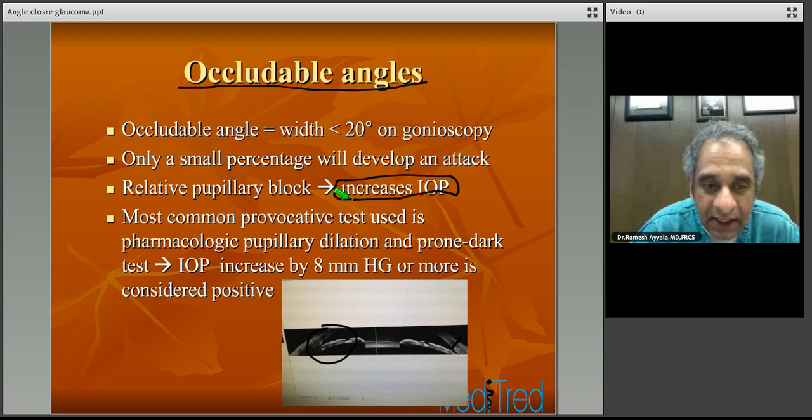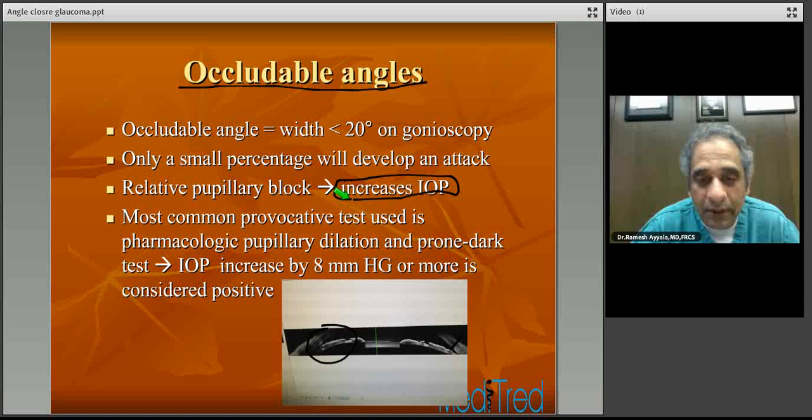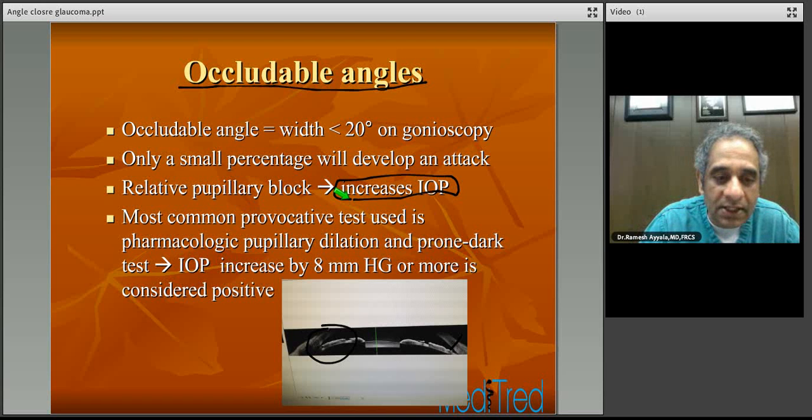That's the idea. And if there is an increase in the intraocular pressure by 8 millimeters or so, then the test is considered to be positive. Also, on gonioscopy at this stage, if the angle is more narrow than before, then the test is considered positive. Once the test is positive, you may want to offer prophylactic treatment for this particular patient, such as an iridotomy. We'll discuss this a little later.